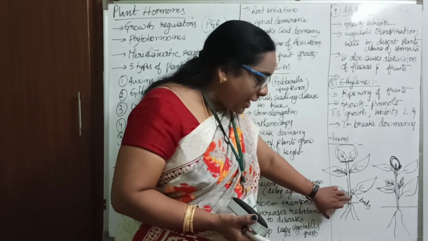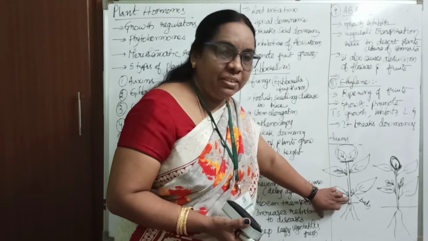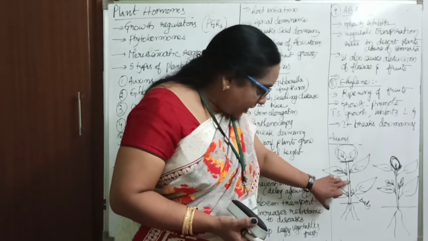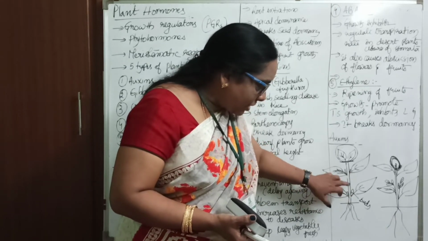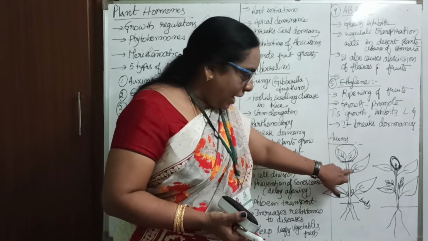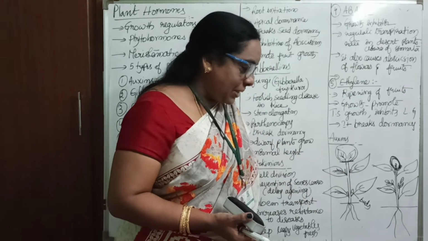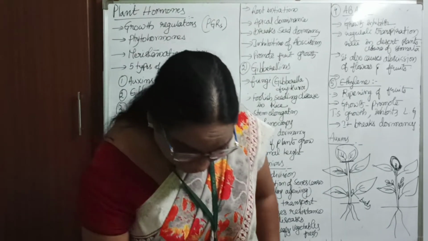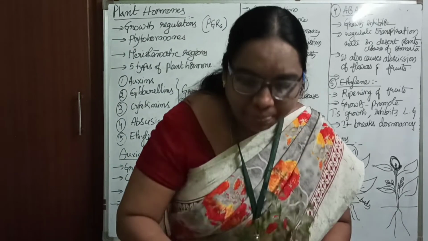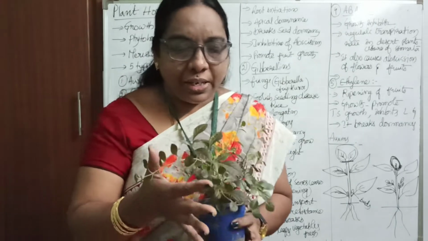Where the leaf is arising, that is called a node region. The distance between one node and the next node is called an internode region, and again from the node a leaf is arising, and these are the lateral buds. Let me show this plant for you, then it will be clear.